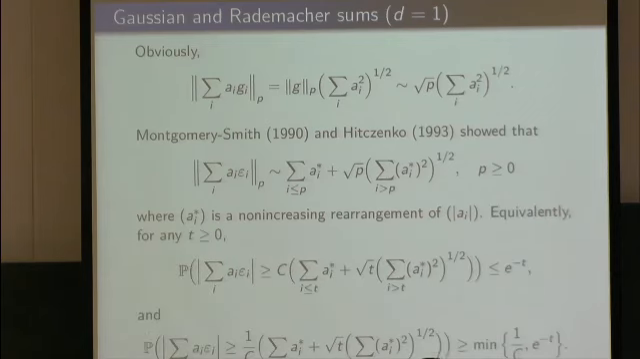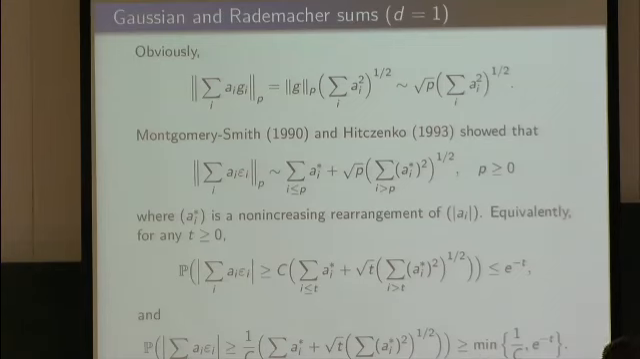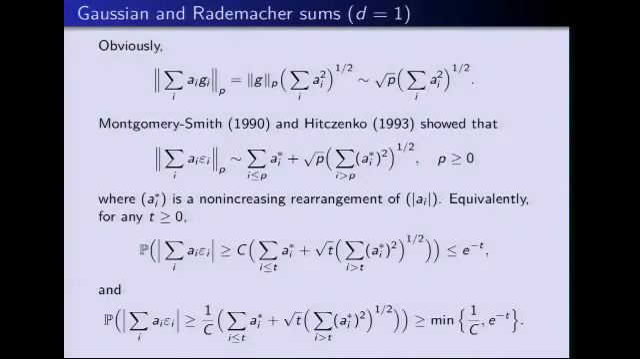Okay, so equivalently in terms of tails, it is the following: if you are looking at the quantile e to the negative t, you should take here p equal to t. So you sum the t largest coefficients, and then square root of t times the L2 norm of the others. Obviously, people who work with interpolation notice that this is some interpolation norm between L1 and L2. Basically, Montgomery-Smith was looking for tails, and Hitczenko translated it into moments.